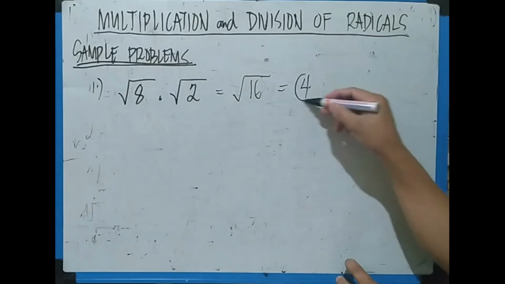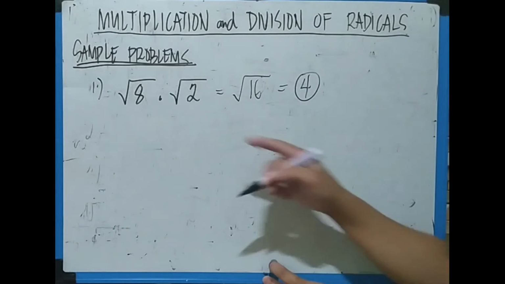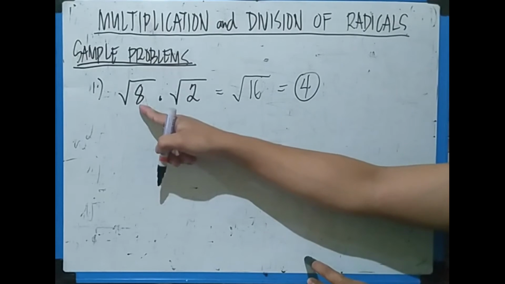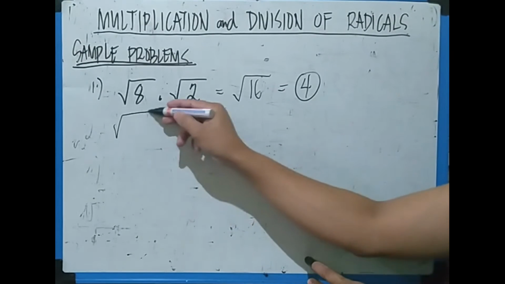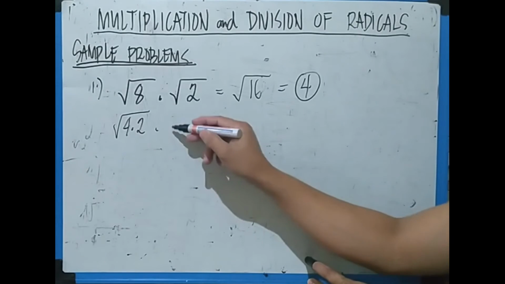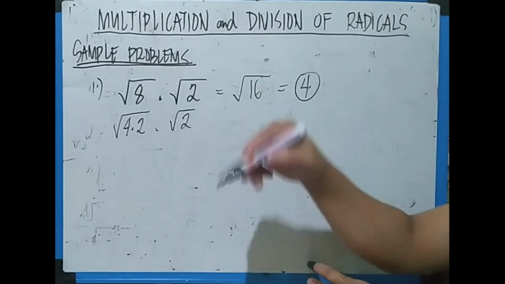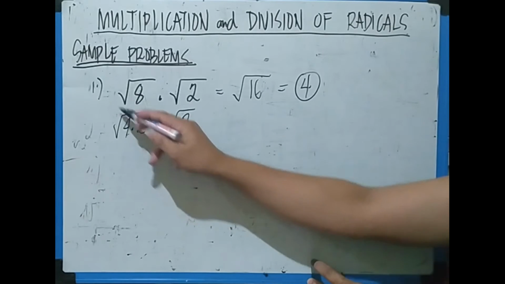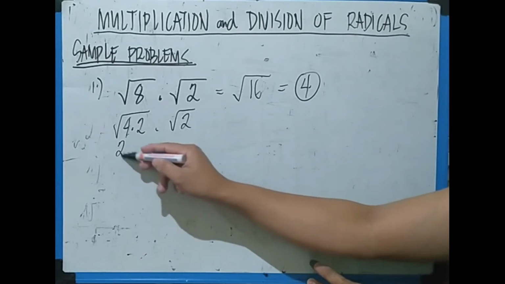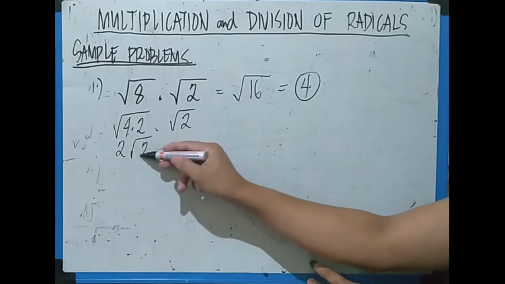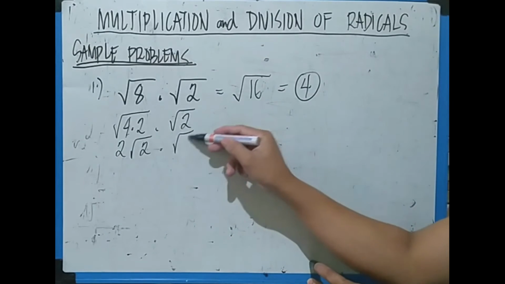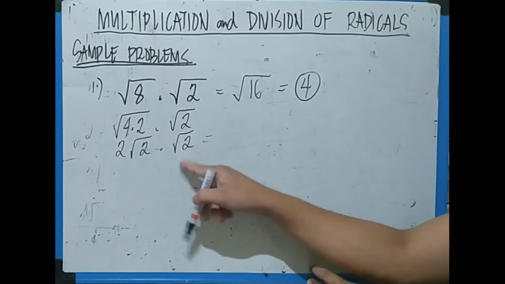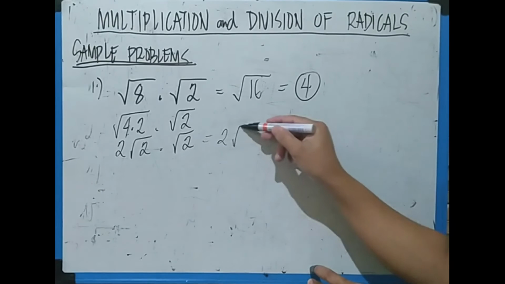You can also have another option, which is to factor out or simplify square root of 8 as this is 4 times 2 and square root of 2. There is another option palagi. So, since 4 ito, perfect square yan, i-simplify natin, labas natin siya, magiging 2, then may iwan is 2, then multiply natin sa square root of 2. So, if we multiply 2 times 2, we can have 4. So, we have 2 square root of 4.